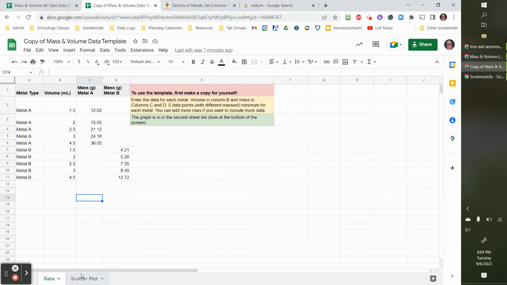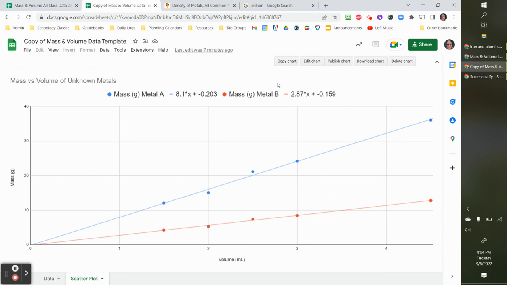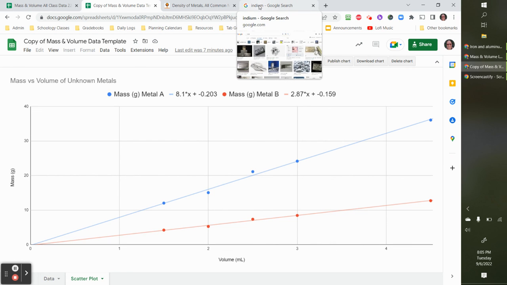And on here, I got slightly better numbers because I chose them better, but I still ended up with not perfect for iron. I got 8.1, and if you recall, it's 7.87 or 7.9. But it is a little bit closer to the actual density of iron.